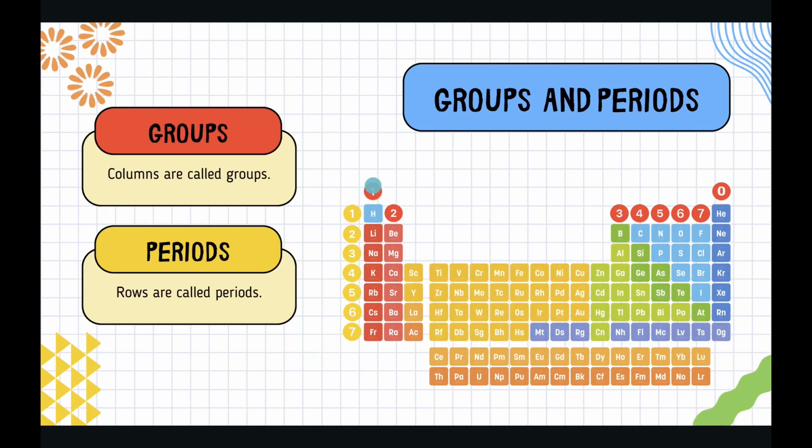Now groups. All these elements in column 1 are group 1 elements, then you have group 2 elements, and similarly you have 3, 4, 5, 6, 7 and 0. On the other hand, rows are called periods. These are all periods.